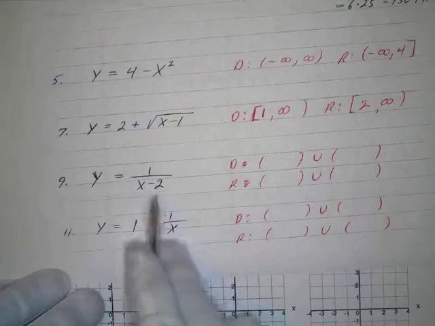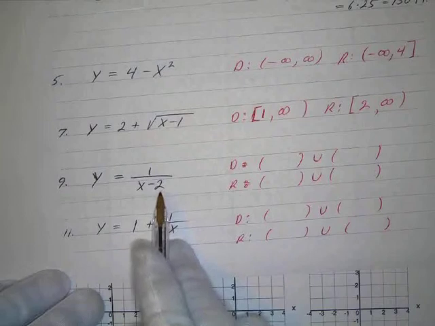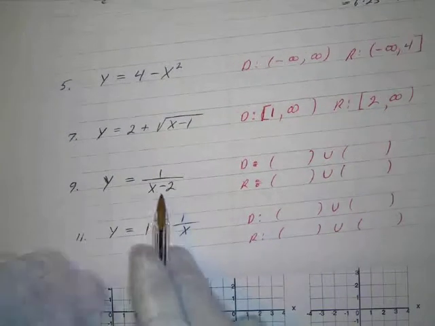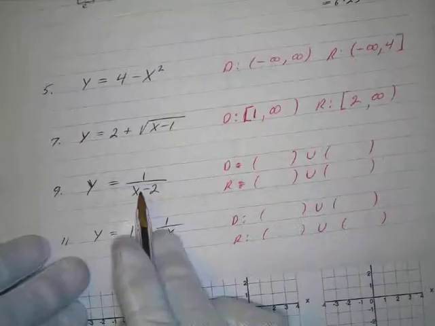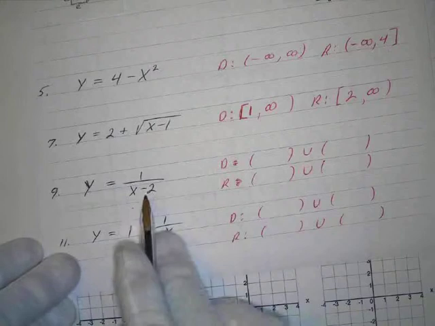Well, we have a fraction here. We know we can't have 0 in the denominator. We'll have a vertical asymptote. It's undefined when we have 0 in the denominator. So x can't be 2. It could be anything else as long as it's not 2.